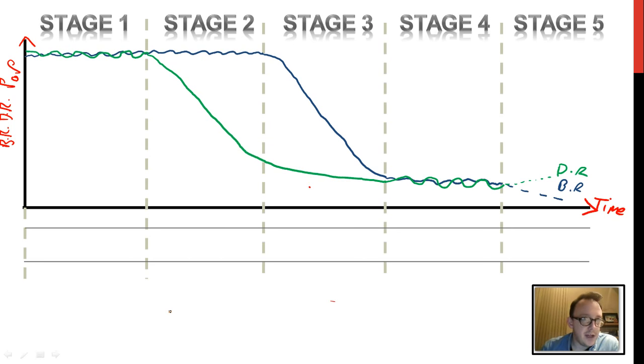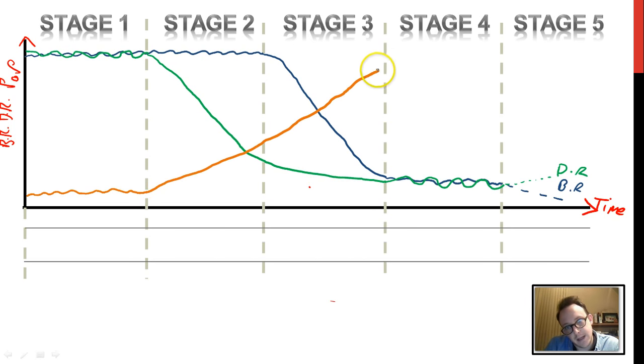The last line that we're going to add on, we'll do this in orange, is the total population. So in stage 1, stage 1 is low and fluctuating. Stage 2 and 3, it rises. And stage 4, it's high and fluctuating. In stage 5, it starts to fall. Now this is the total population, so we're just going to call this P.